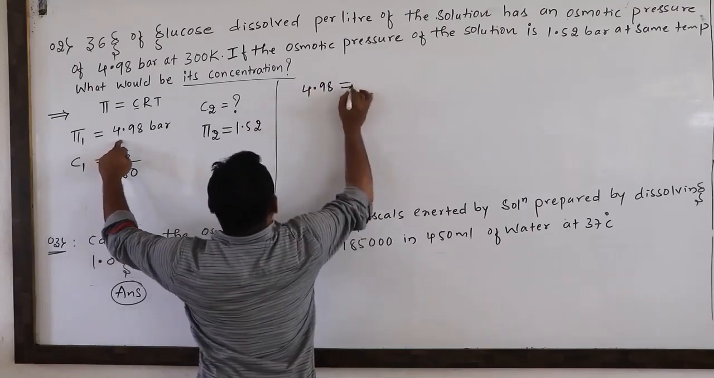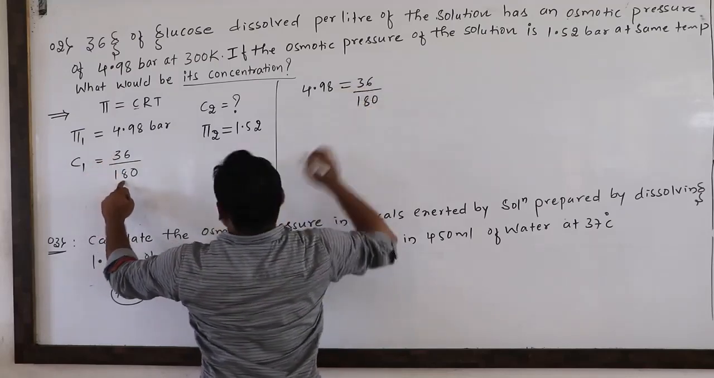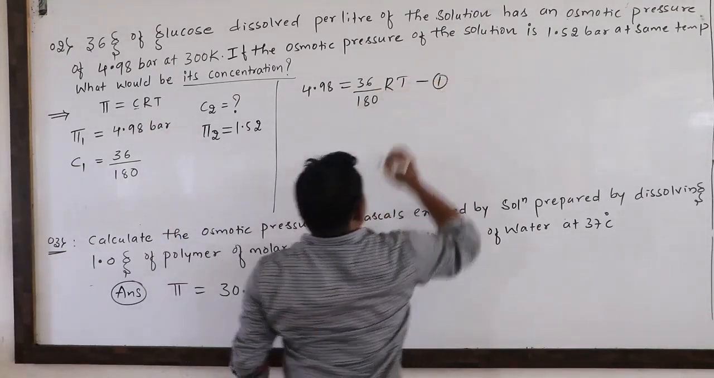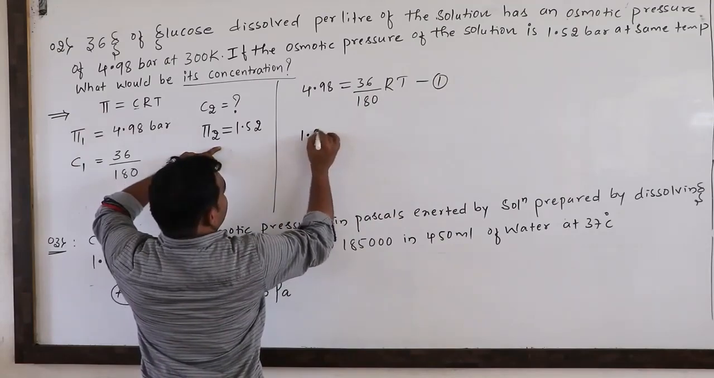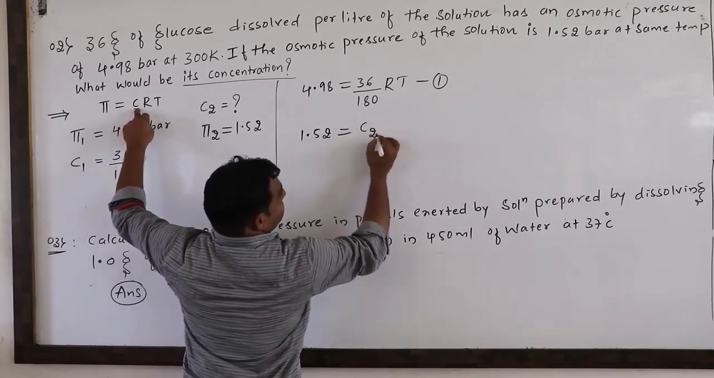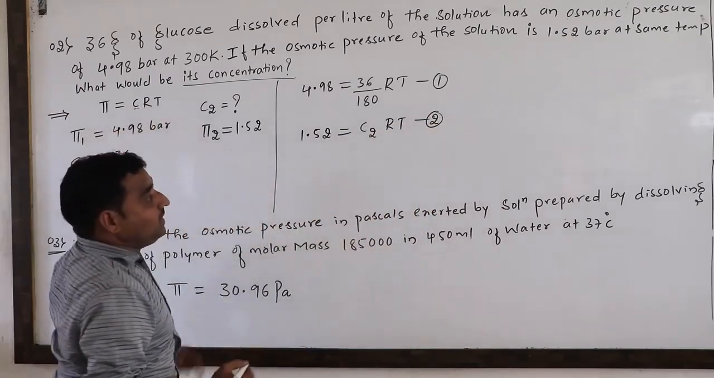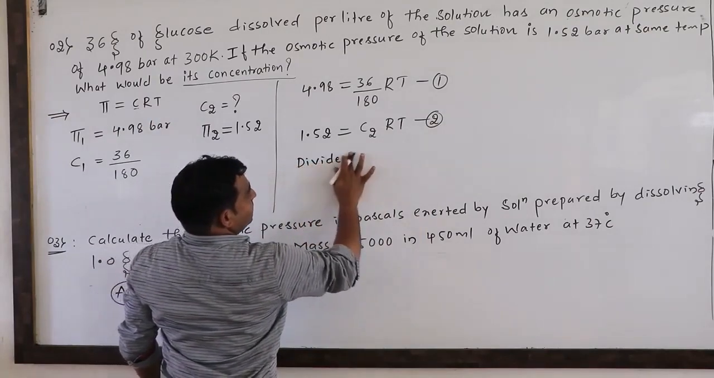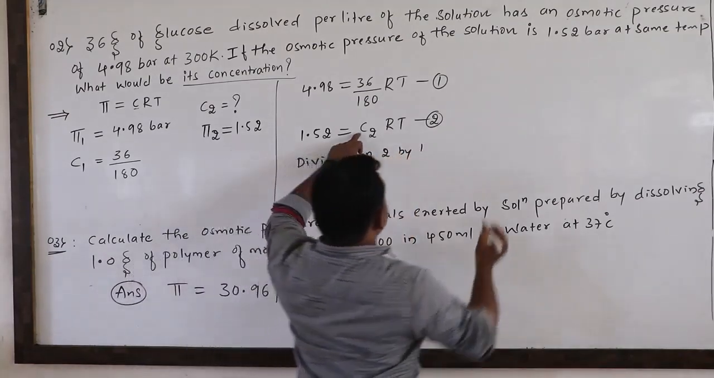Now first equation I will write: pi is equal to, 4.98 is equal to, C means 36 divided by 180, R into T. This is the first equation. And second equation, pi is equal to 1.52 is equal to C2, which you have to calculate, into RT. This is equation number 2. Divide the second equation by the first equation, divide equation 2 by 1.